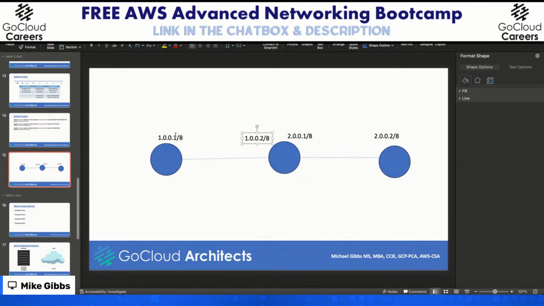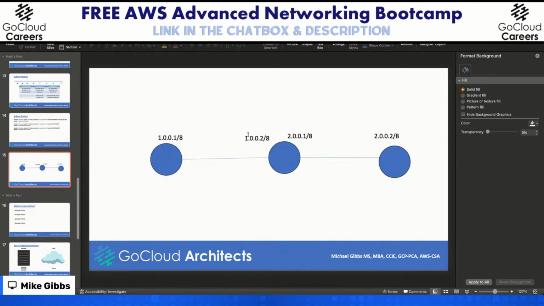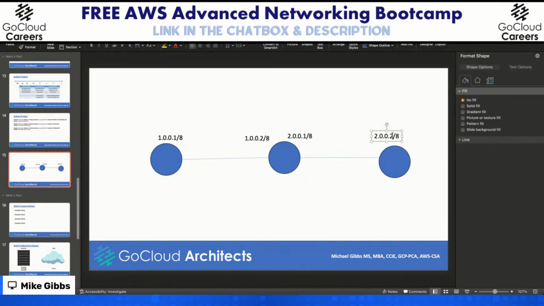So as you can see right here, we lost 2 to the 24th power of addresses on this side and 2 to the 24th power of addresses on the other side. Remember, we ran out of IP addresses a long time ago, so we've got to be careful on how we use them judiciously. We'll spend them wisely.